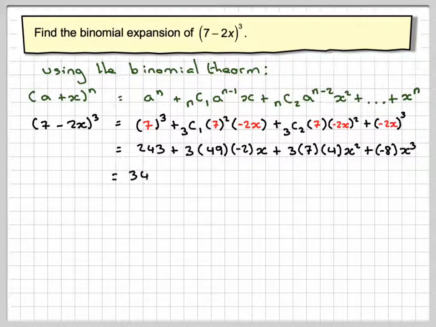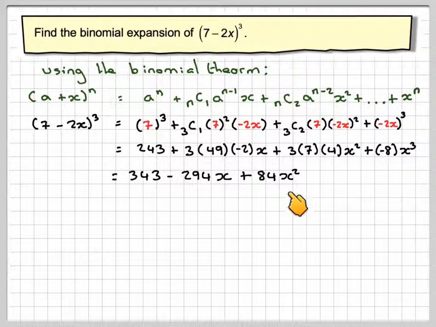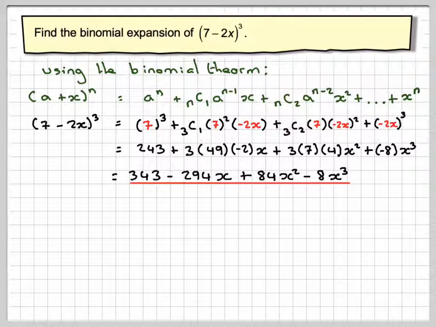So it's going to be 343. This will be minus, but when you multiply these together, you're going to get 294. Make sure you put a minus sign. The next one will be plus. 3 times 7 times 4 is 84. It's x squared, and then minus 8 x cubed, okay?